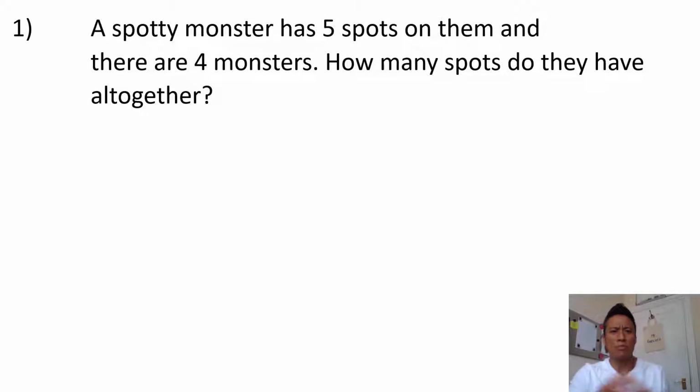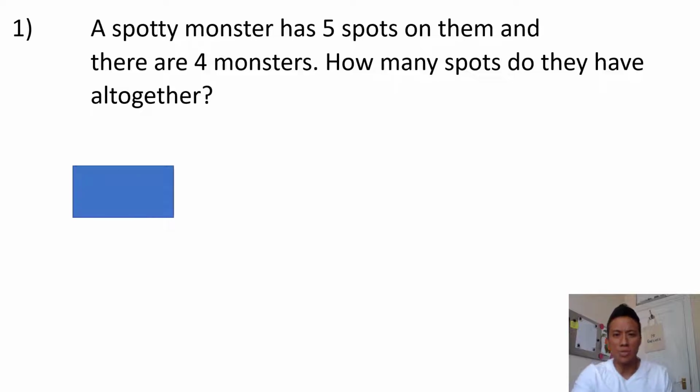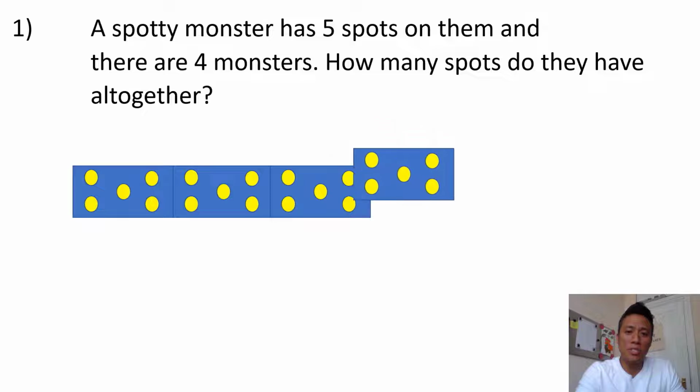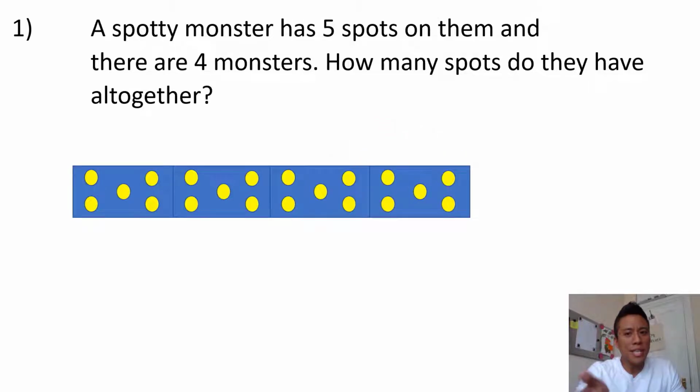Those of you that are finding it hard to see what's going on here, let's expose it, shall we? So let this be our spotty monster. Okay, and the spotty monster, it says, has 5 spots on them. And there's your 5 spots. And it also says that there are 4 monsters. So how many spots do they have all together? We need to get 4 monsters up here. And here are our 4 monsters right now. And now it says how many spots do we have all together? Pause the video, give it a go before you move on to question number 2. Alright, good luck with that.